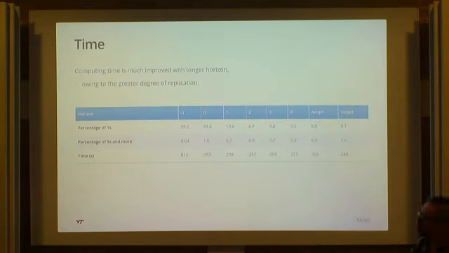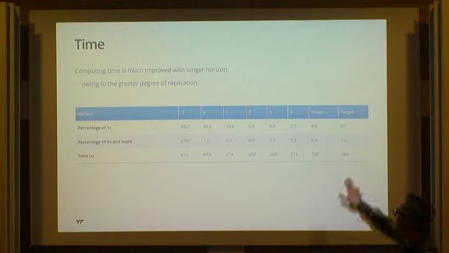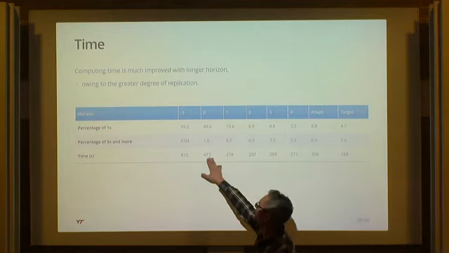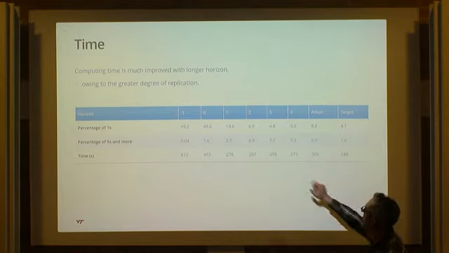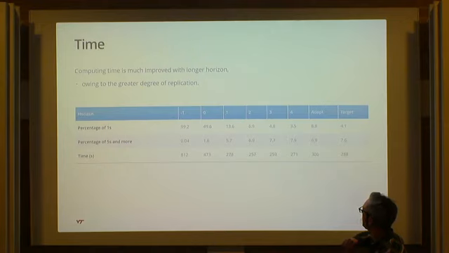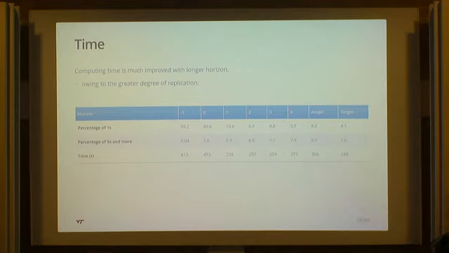But for time, it does matter. I've been told never put a table in a talk, but this is a pretty easy table. It's just showing time as a function of horizon. So low horizon, 800 seconds, high horizon, less than half the amount, and same less than half the amount for the adaptive and the target. So you save on computing time, and you don't pay in terms of mean accuracy.